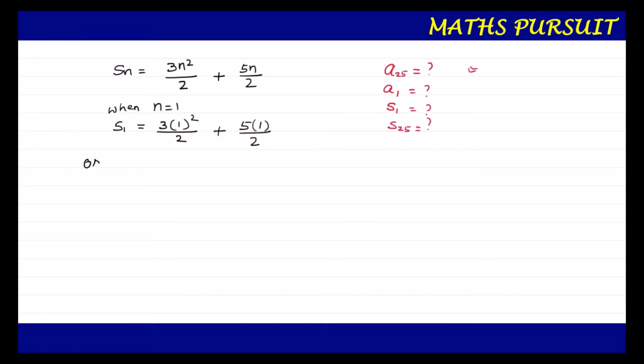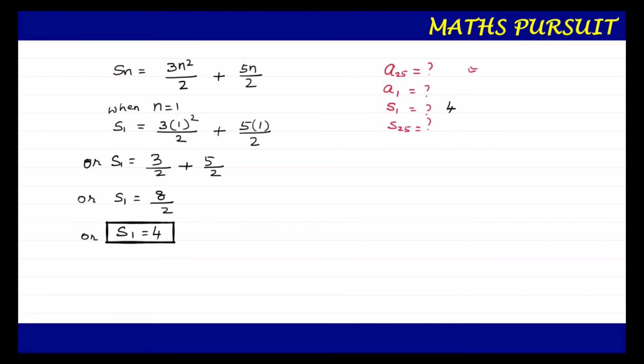So S1 is equal to 3 upon 2 plus 5 upon 2, or S1 is equal to 8 upon 2, or S1 is equal to 4. So guys, we are able to find the value of S1. That is our first requirement. That is what we did here. We got the value of S1 as 4.